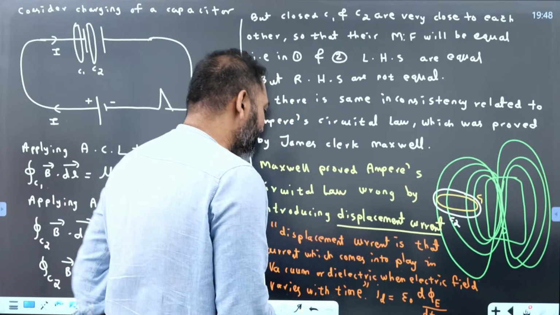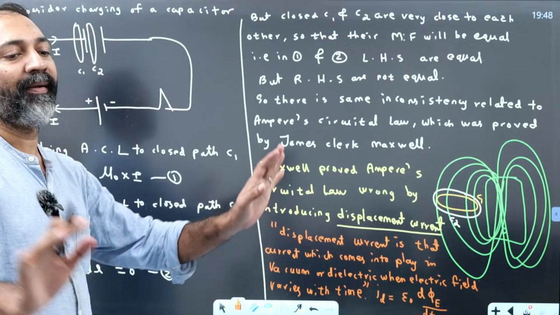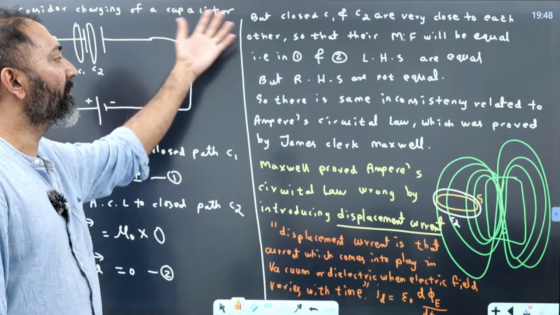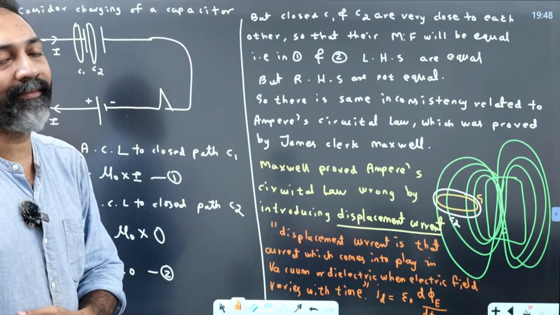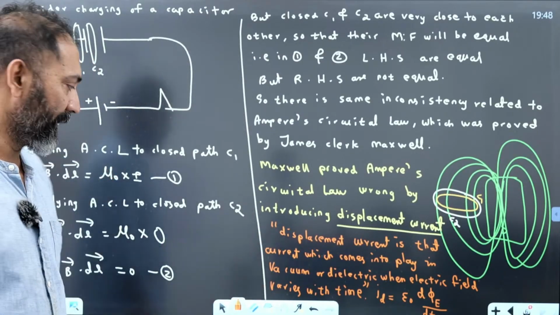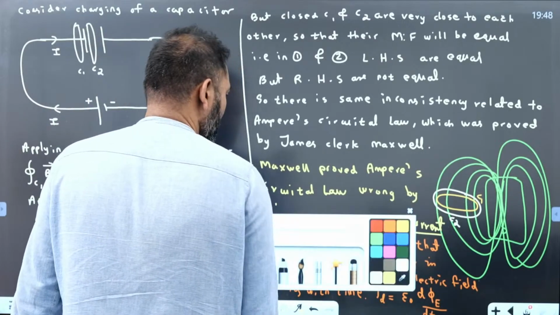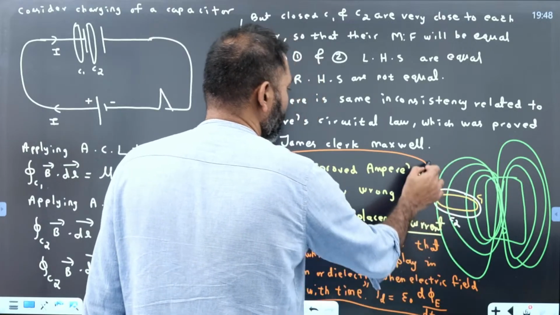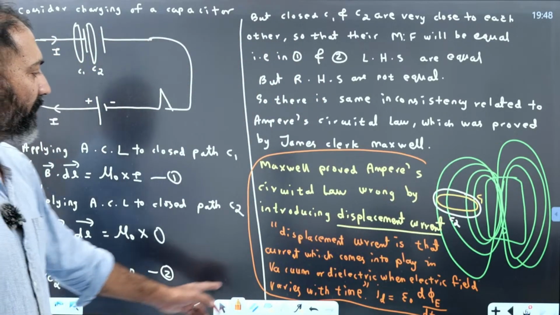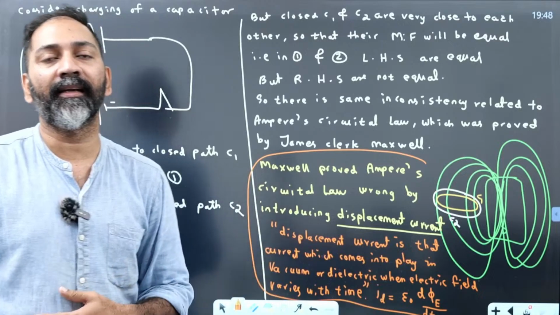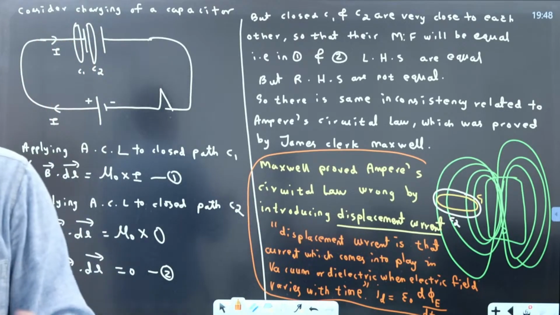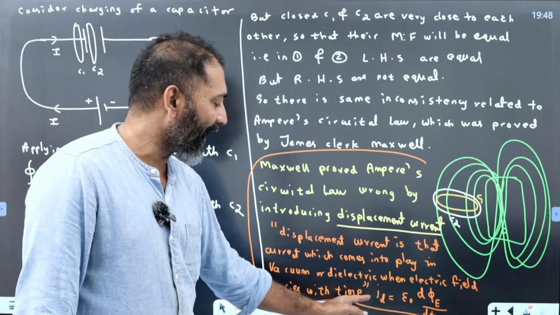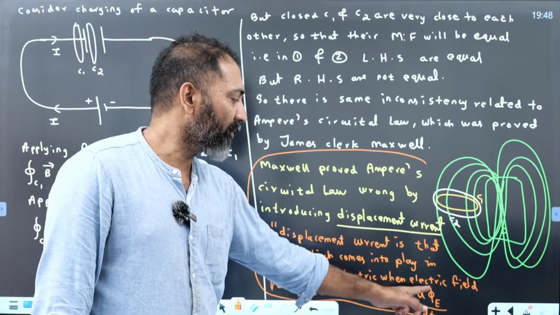According to the latest syllabus, only displacement current needs to be studied. You don't have to know how to derive displacement current. These things are not required. Who modified Ampere's circuital law? Maxwell, by introducing displacement current. What is displacement current? It is that current which comes into play in vacuum or dielectric when the electric field varies with time. And the equation is I suffix d equal to epsilon 0 d phi by dt.